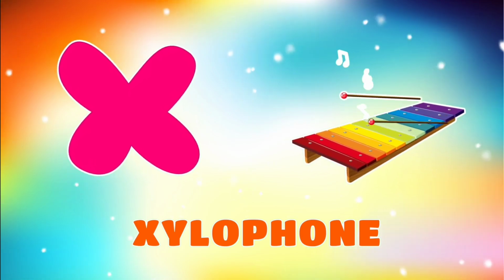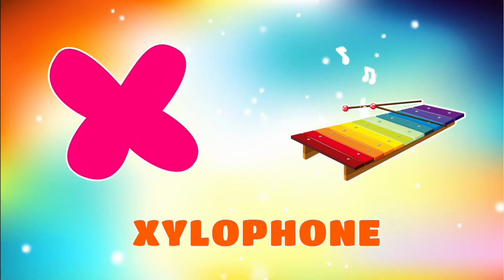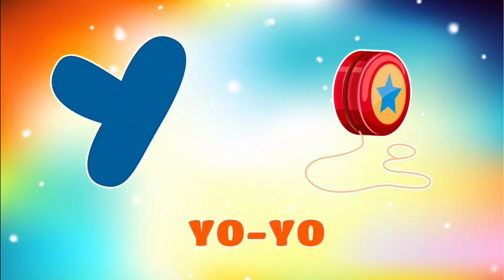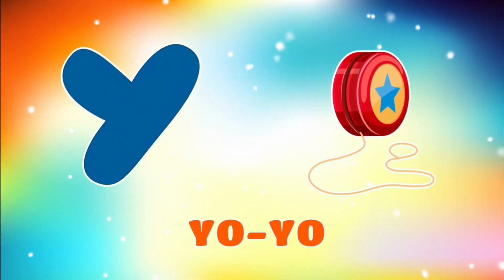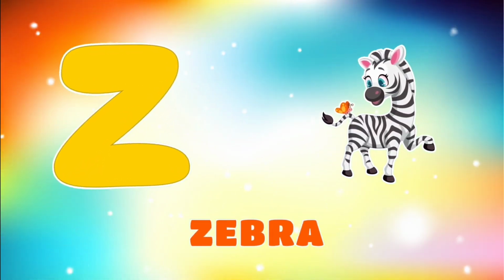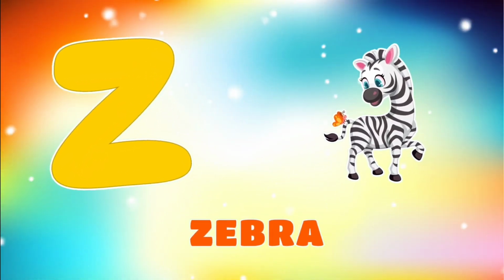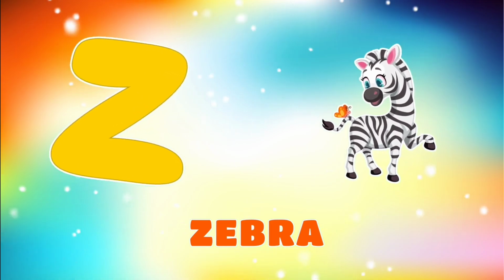X, x, xylophone. Y is for yo-yo, y, y, yo-yo. Z is for zebra, z, z, zebra.